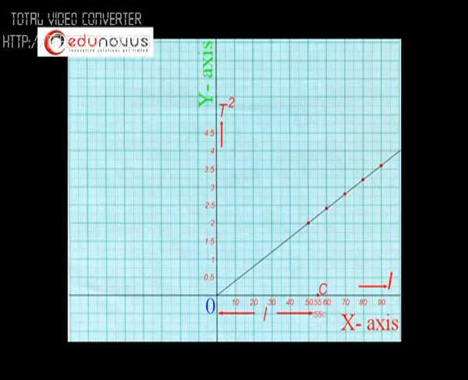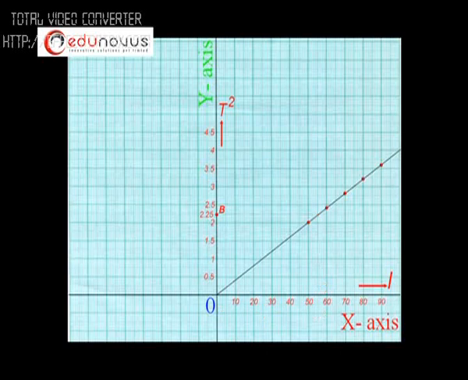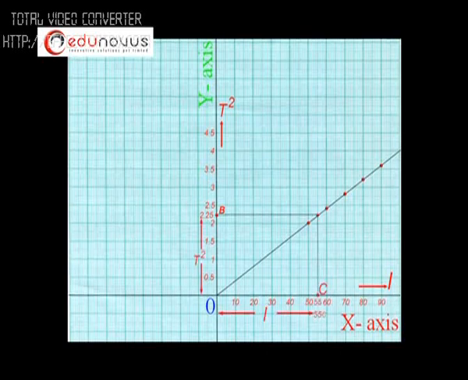Take any point on x-axis, say L is equal to 55 centimeters, and name it as C. Draw a perpendicular line at point C. This line cuts the graph at a point. Now, from that point, draw another perpendicular line to meet the y-axis at a particular point B. It is 2.25. This is the T square value corresponding to L is equal to 55 centimeters.